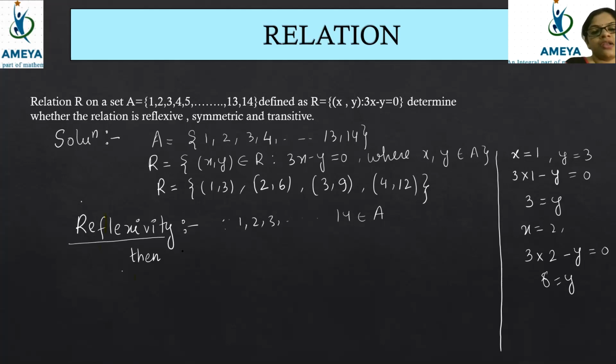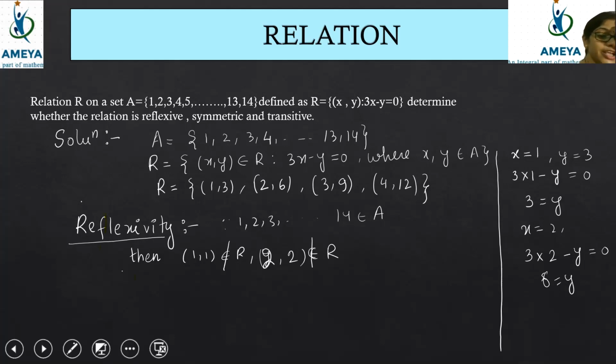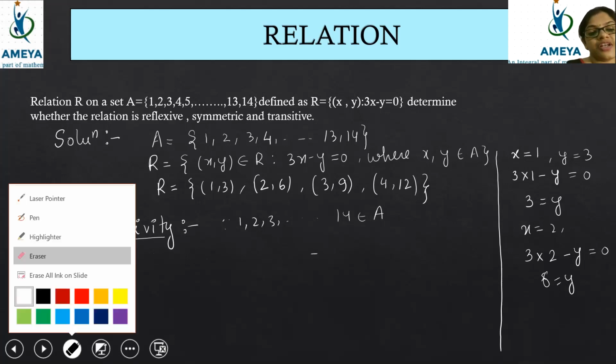So here (1, 1) must belong to R, (2, 2) must belong to R. But do they exactly belong? No. So (1, 1), (2, 2) do not belong here. So how to write this exactly? I first explained that these are not present inside it, but we cannot write like this. We have to represent it nicely.